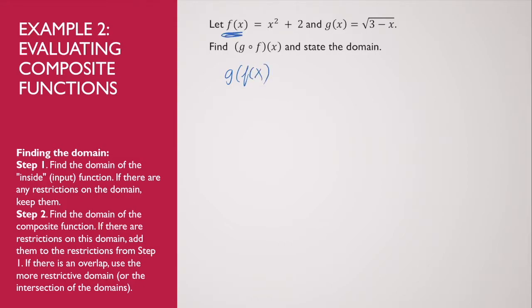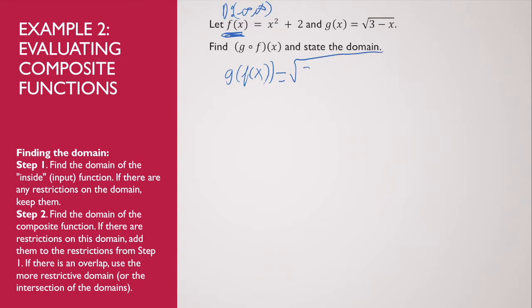So the first thing I need to do is determine the domain of our input function. Well, the domain of our input function is negative infinity to positive infinity, right? Because this is a parabola. Now I need to find the domain of the composite function.